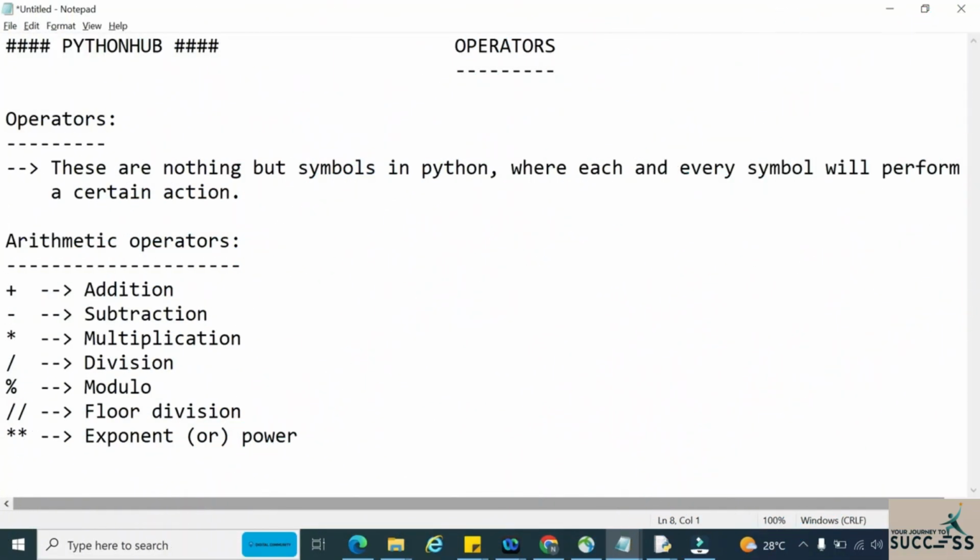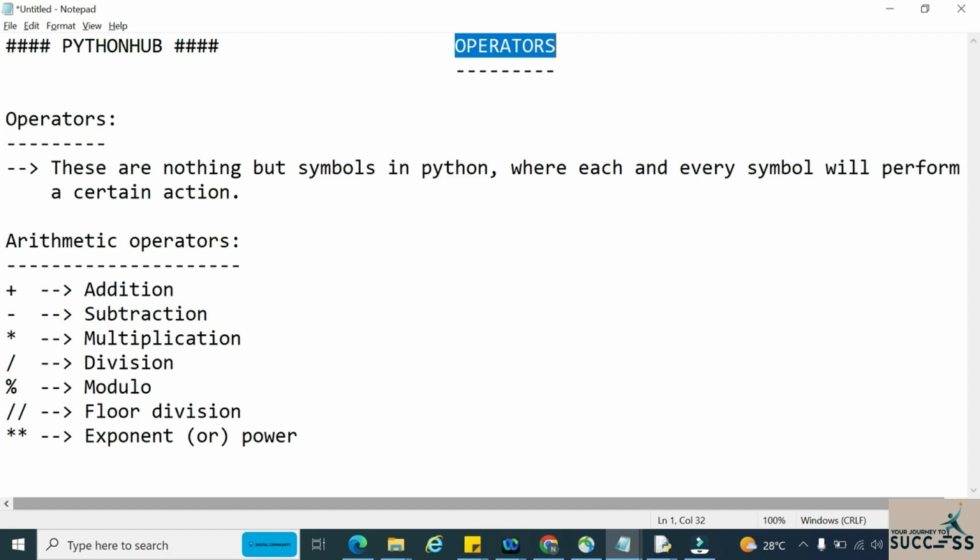Hello all, in this tutorial we are discussing the second chapter in Python, that is operators. In this operators chapter we will try to understand the different operators that we have available in Python. Along with that, let's start by getting to know what an operator is.